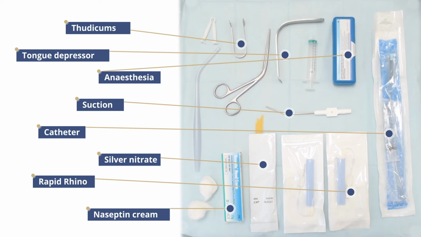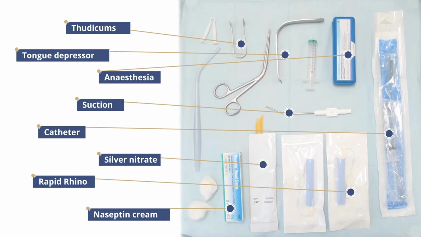On it you should have a Thudicum's nasal speculum, a tongue depressor, anaesthesia, we prefer phenylephrine plus lidocaine solution, and suction. A Yankauer is often too big for anterior bleeds, so a smaller Fraser suction tip or equivalent is more suited. A size 12 female urinary catheter or Foley, all posterior packs, silver nitrate sticks, Rapid Rhino anterior packs, and Naseptin cream. Bear in mind this cream contains peanut, so ask about allergies and consider Bactroban as an alternative.